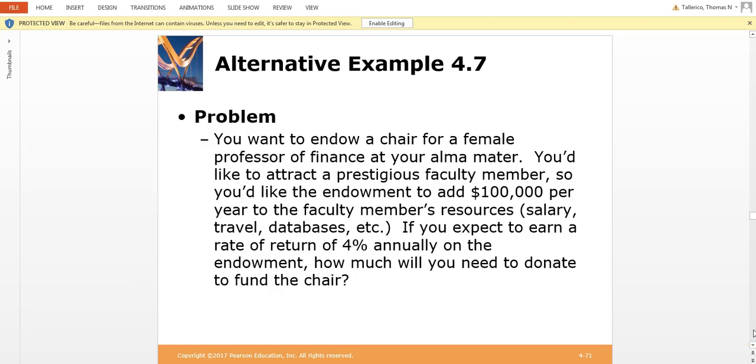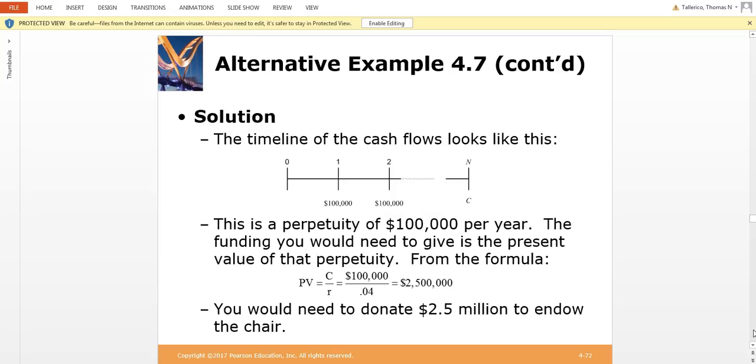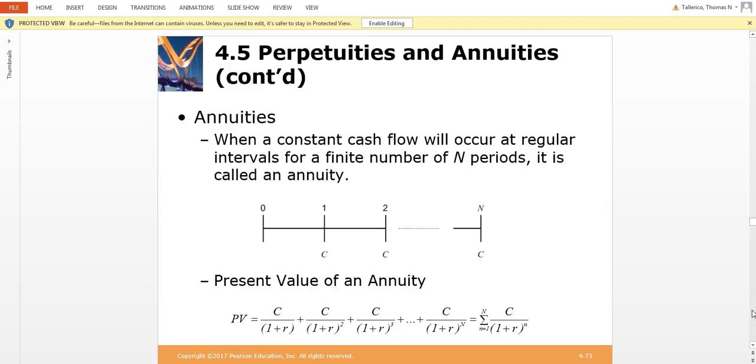Here's another example: for $100,000 a year, you'd have to give $2.5 million to endow a $100,000 a year perpetuity, let's say a scholarship, at 4%. So that's how simple this is.